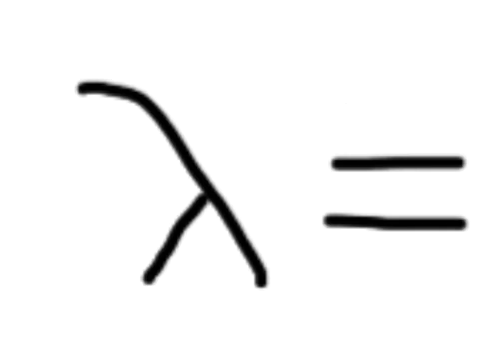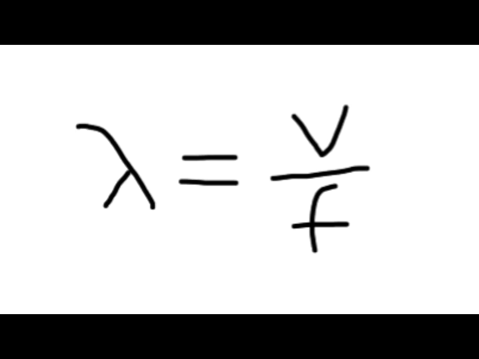Hey, that looks familiar. That funky sign that I totally forgot the name of represents wavelength. The V represents the velocity, in this case the speed of sound. And the F represents frequency, in this case the hearing range of your animal. And now, let's begin solving.